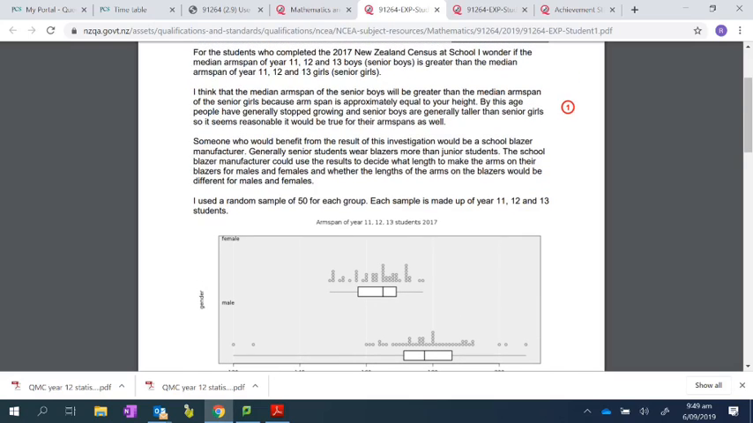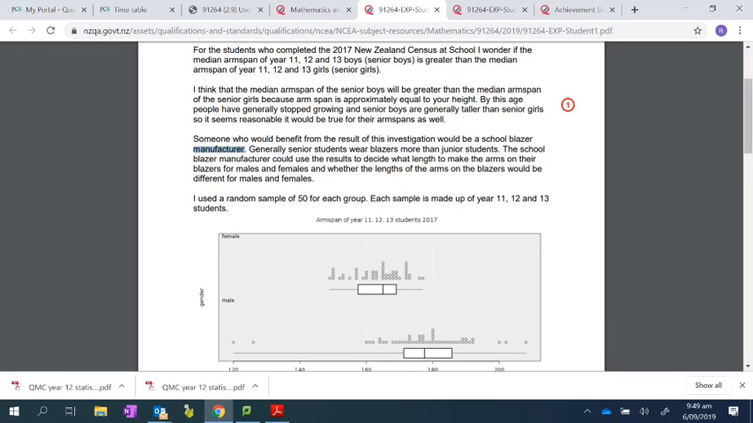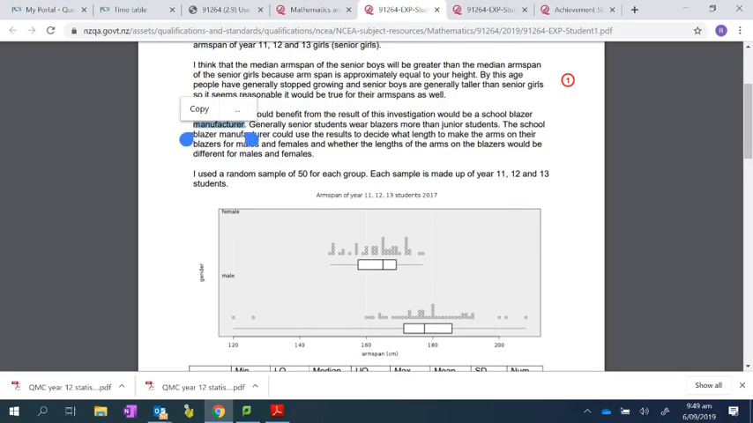And so she asked what she's wondering. If the median arm span of boys is greater than the median arm span of girls. And notice that she was very specific about what grades, right? And the gender, the population, very specific. And then she gives a prediction. I think that the median arm span of senior boys will be greater than the median arm span of senior girls, right?